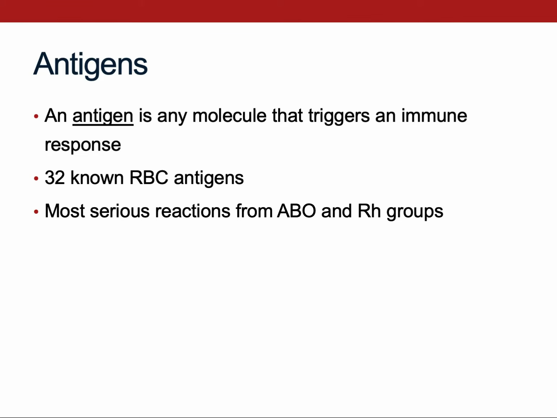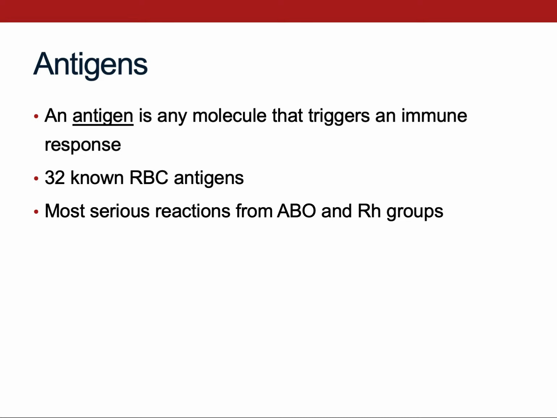Antigens are any molecule that triggers an immune response, so we can think of them as foreign invaders if they are truly foreign. However, there are antigens that are innate to us, that in this case are determined by genetics, and so they're just markers. They are markers on the red blood cells.